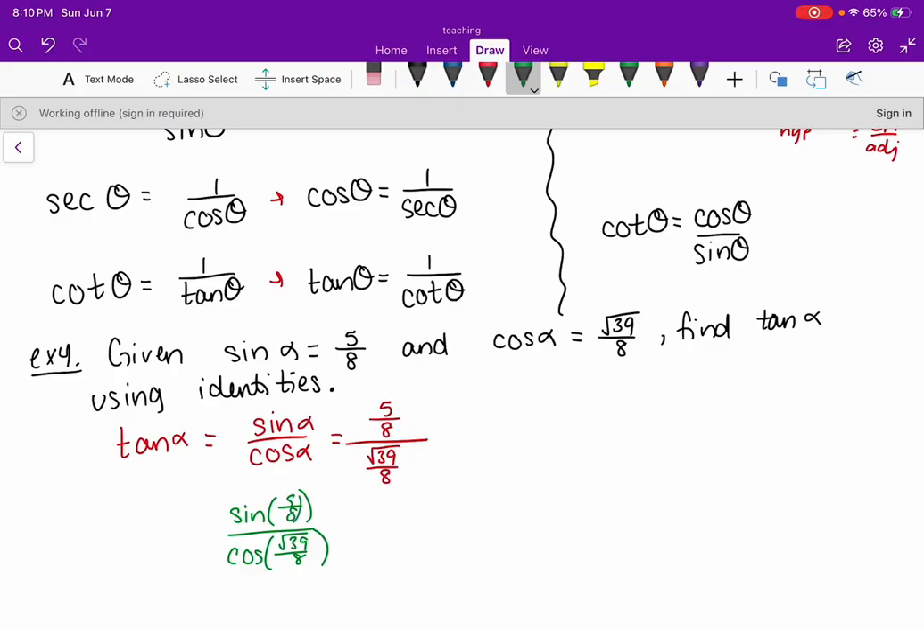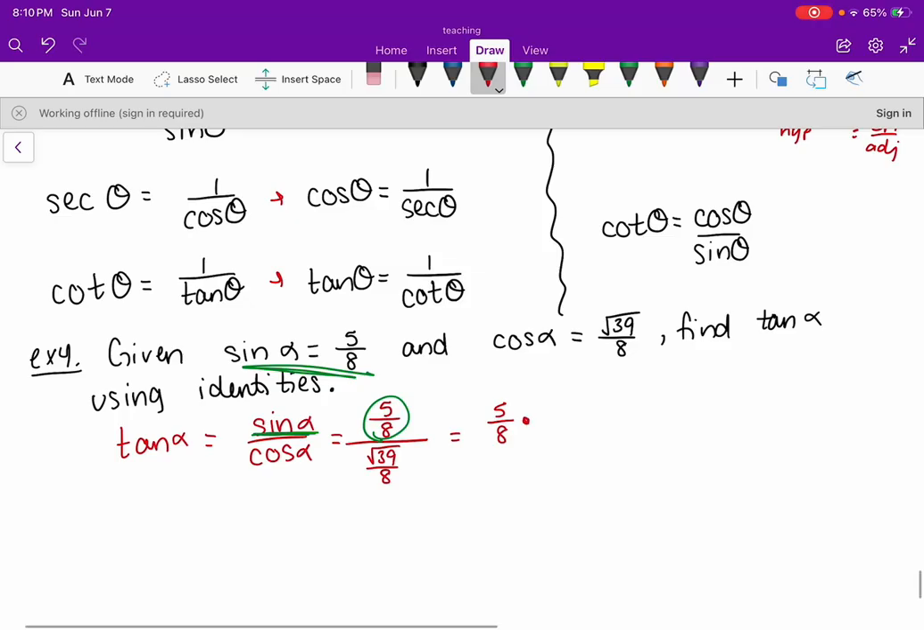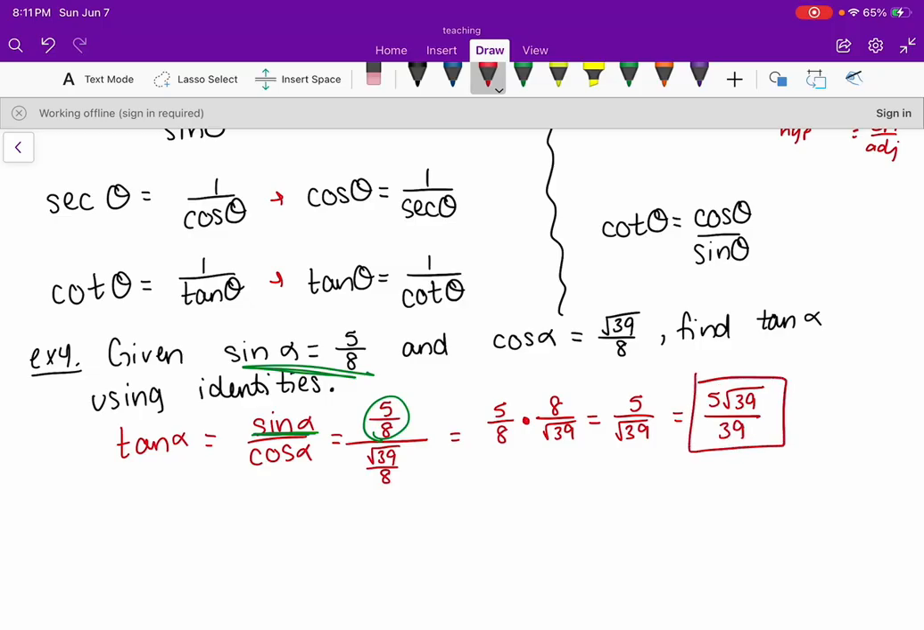These are not angles. So you don't want to put them in where the angle goes. The whole thing should be getting replaced. So I'm replacing the whole thing of sine alpha with 5 over 8. So be very careful here, okay? Now I can simplify, so 5 over 8. When you divide by a fraction, you can multiply by its reciprocal. So this would become 5 over square root 39. And we do want to rationalize this, so that would become 5 square root 39 over 39 as my final answer.